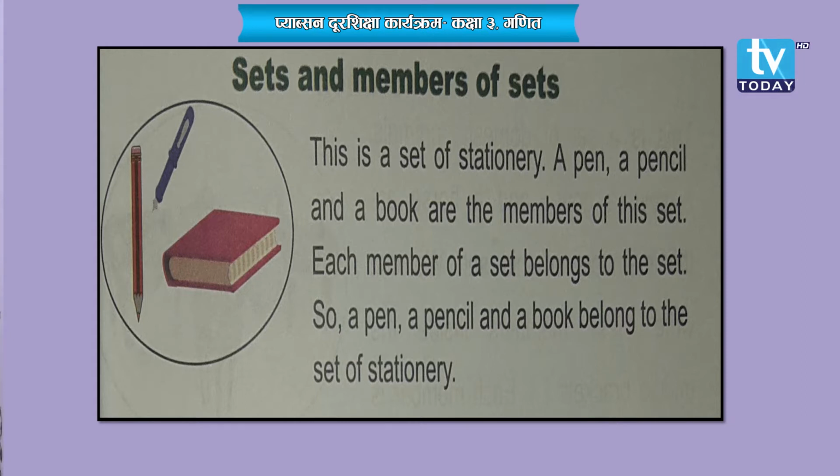This is one set. Each member of a set belongs to this picture's one set, right? They belong to that set. So, a pen, a pencil and a book belong to a set of stationery. So students, that means you are learning about sets and the members of a set through this picture. In the same way, we can say a set is a collection of well-defined objects.